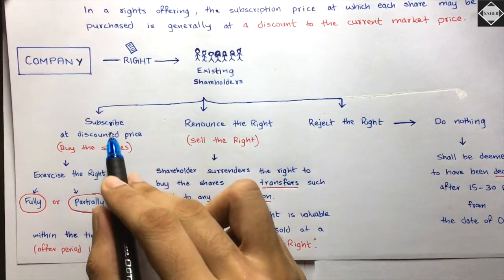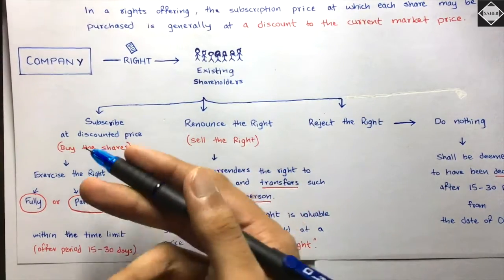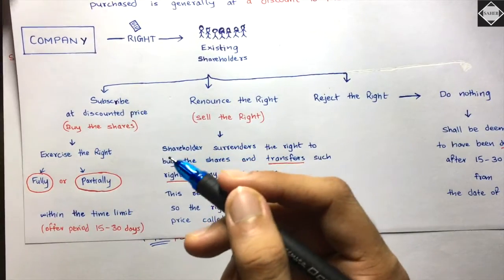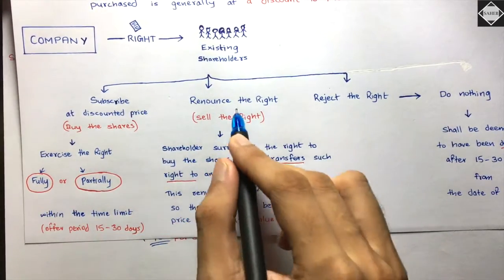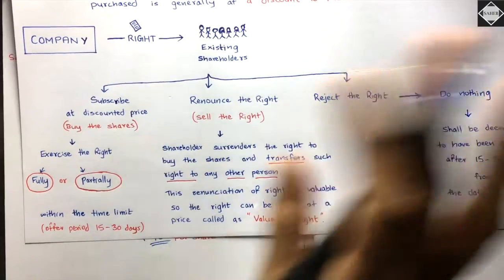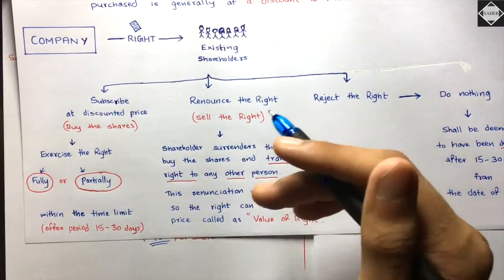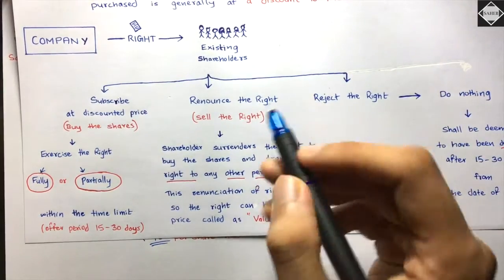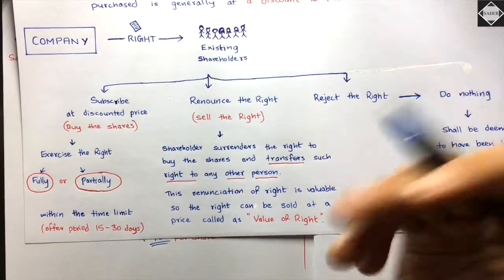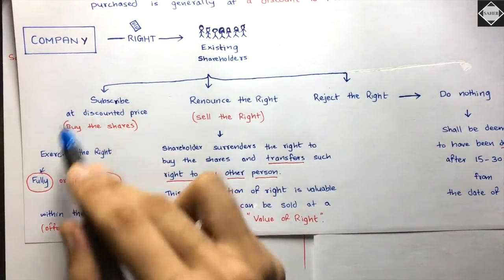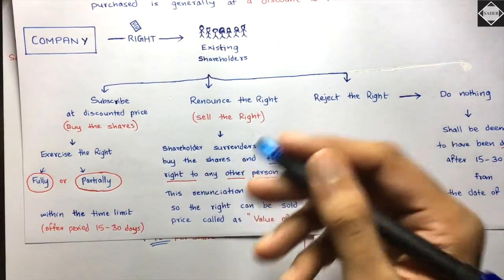Either subscribe the shares under the right issue, buy the shares fully or partially, or what else can he do? He can renounce the right. He can sell his right, not shares, okay, you cannot sell the shares over here. I mean, you can sell your existing shares, but right shares you cannot sell because you have not purchased them yet. Directly, how will you sell the right shares? First, you have to purchase them. So that's the first option. The second option is renouncing the right.